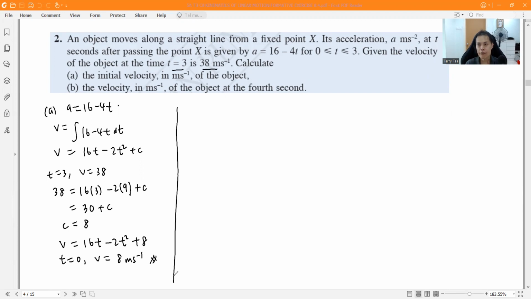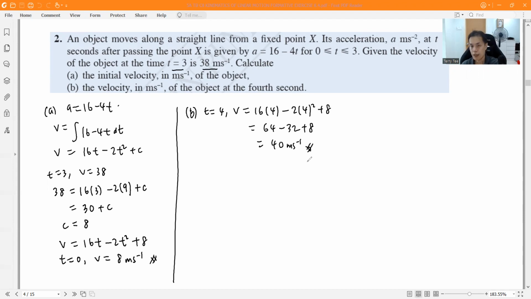Okay, next one. Find the velocity in the 4th second. Very simple. In the 4th second, t is just 4. Your v is 16 times 4 minus 2 times 4 squared plus 8. So this is 64 minus 32 plus 8, which gives us 32 plus 8, which is 40 meters per second. All right, this is still okay, not difficult.